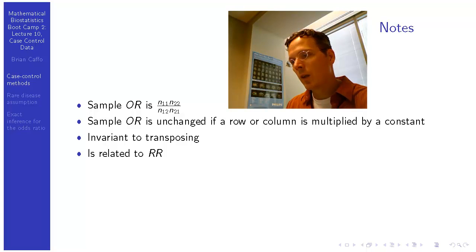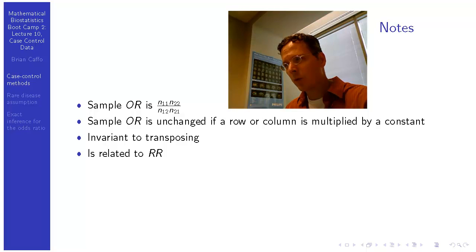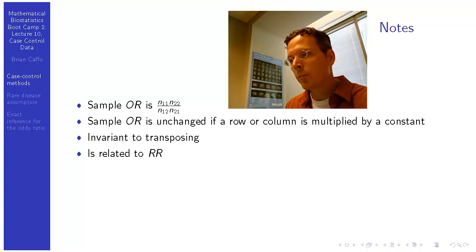And the odds ratio is invariant to transposing the rows and the columns. So our estimator has this kind of invariance property, which we would hope, right? It would be weird if we said that the two odds ratio probabilities were equal, but the sample estimates were not equal depending on which one you were treating as the outcome and which one you were treating as the predictor. So that's nice. By the way, the sample odds ratio is unchanged if a row or a column is multiplied by a constant.